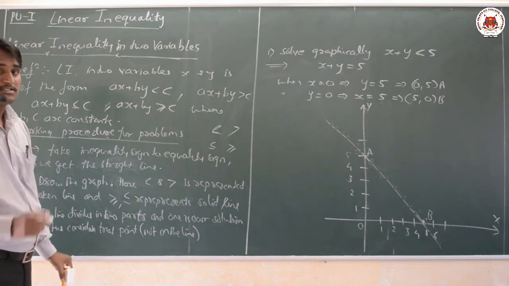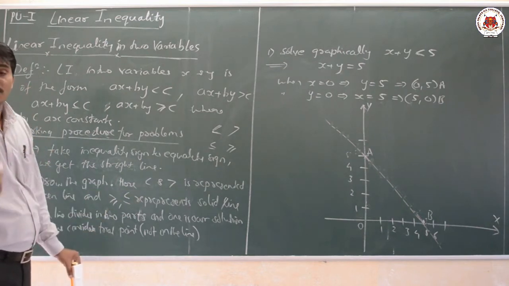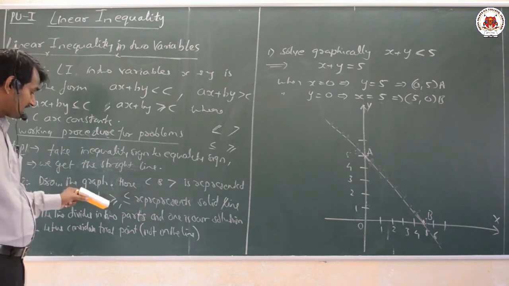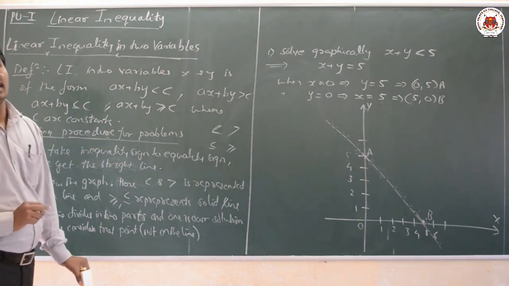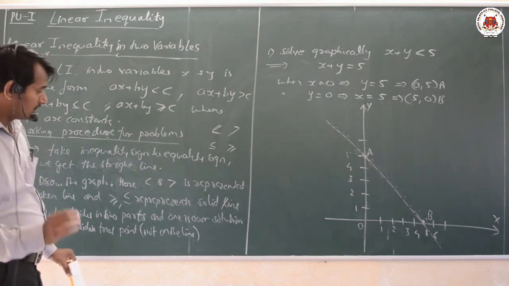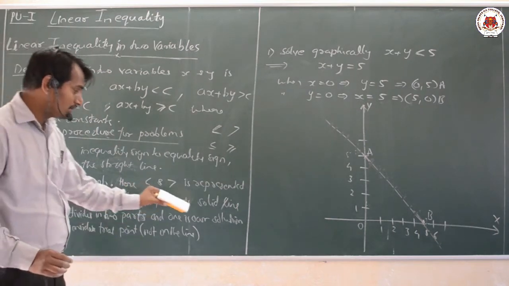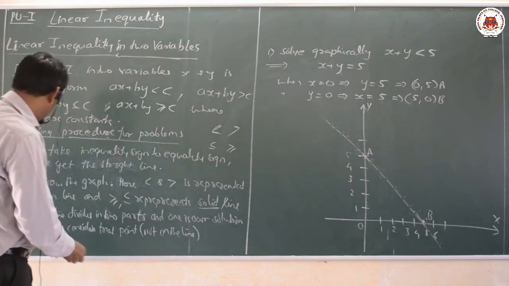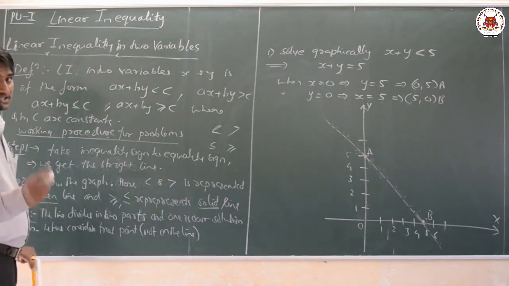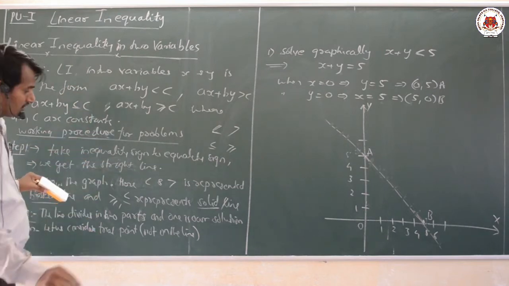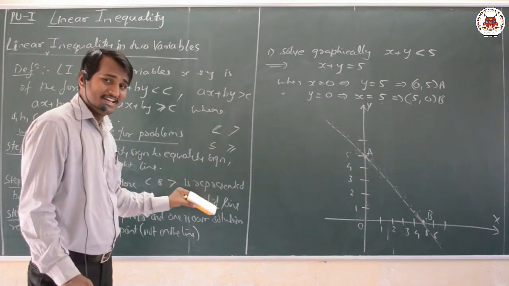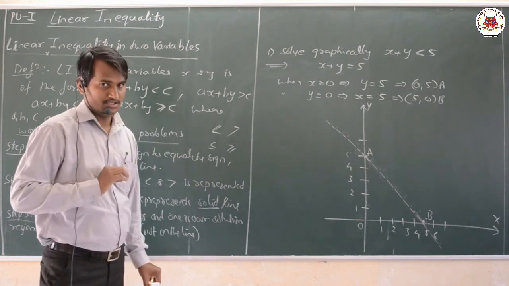I am very particular that if the line does not include the solution region, it is a strict inequality. But if it is greater than or equal to, it means the line is included in our solution region. That is the concept why we are making use of the broken line as well as the solid line here. Broken means the line is not included in our solution region. If it is a solid line, that line is included in our solution region.